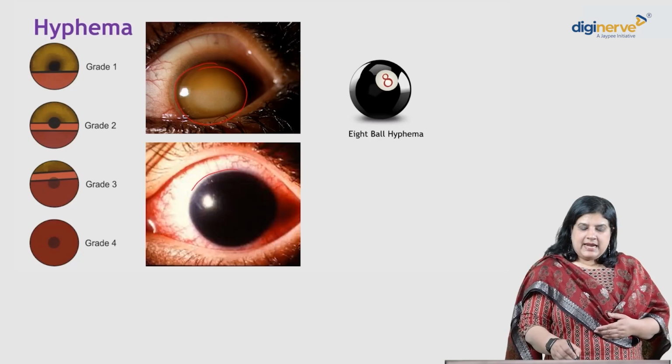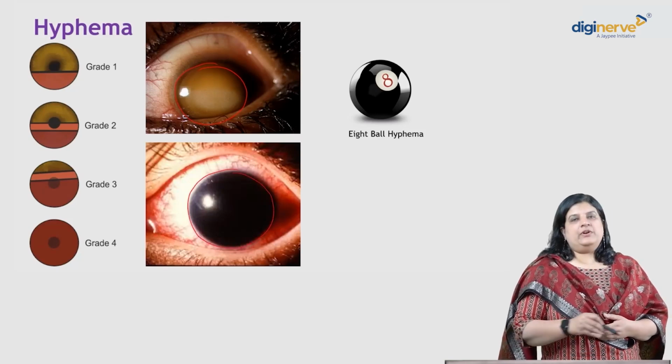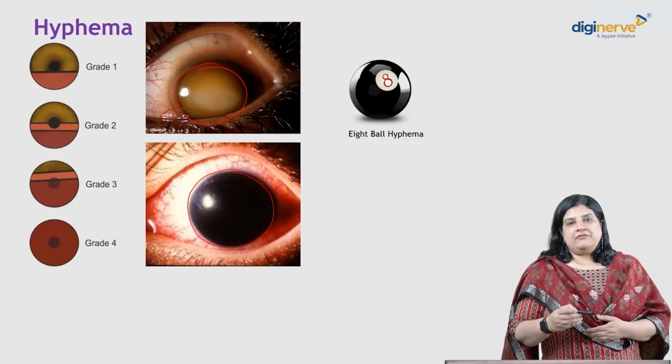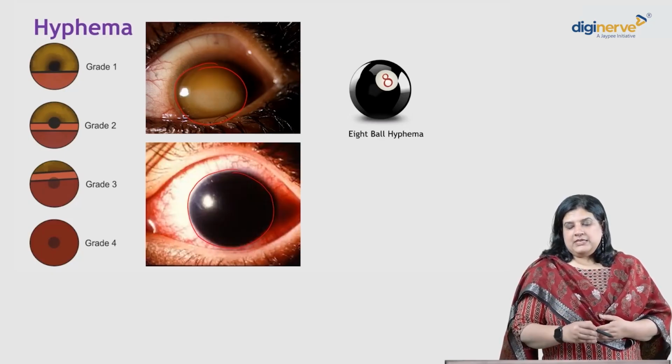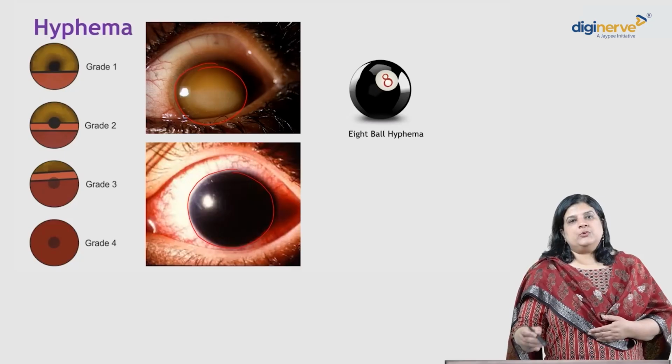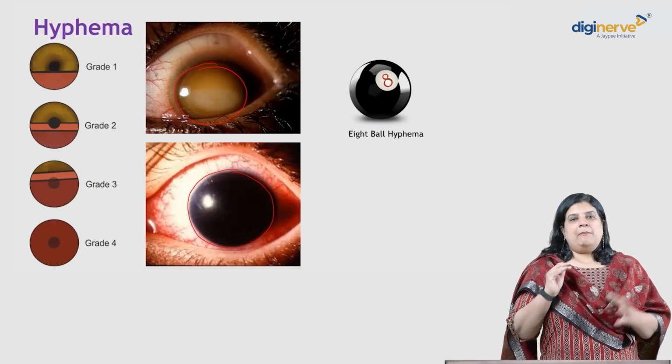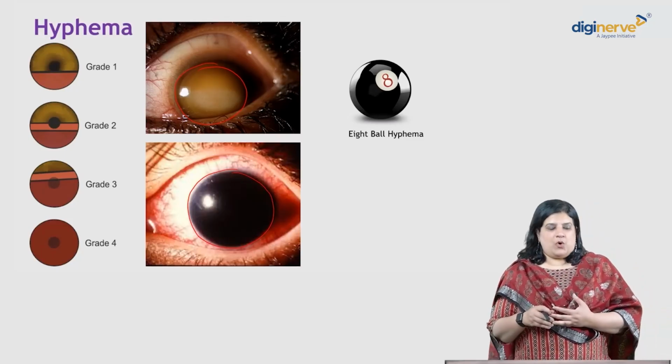Here we see an entire chamber filled with black colored blood. A long-standing hyphema can take up this color, which is quite similar to the number 8 ball on a snooker table. That is why a black hyphema is called an 8-ball hyphema.